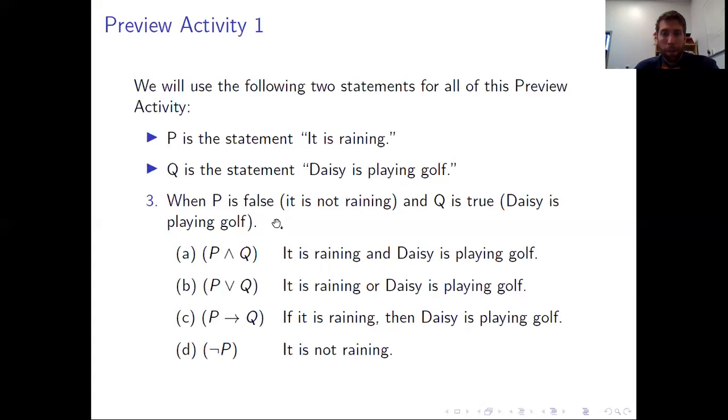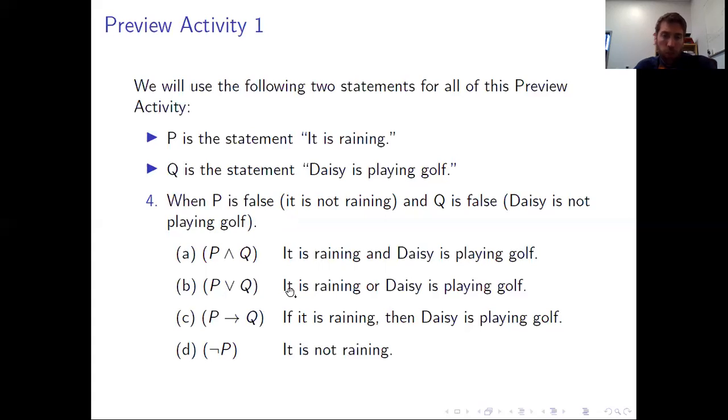For situation 3, P is false and Q is true. Then part A, P and Q is false because you need both of them to be true. P or Q is still true. P implies Q is vacuously true because whenever the hypothesis is false, then the if-then is vacuously true. And then not P is now true since P is false.